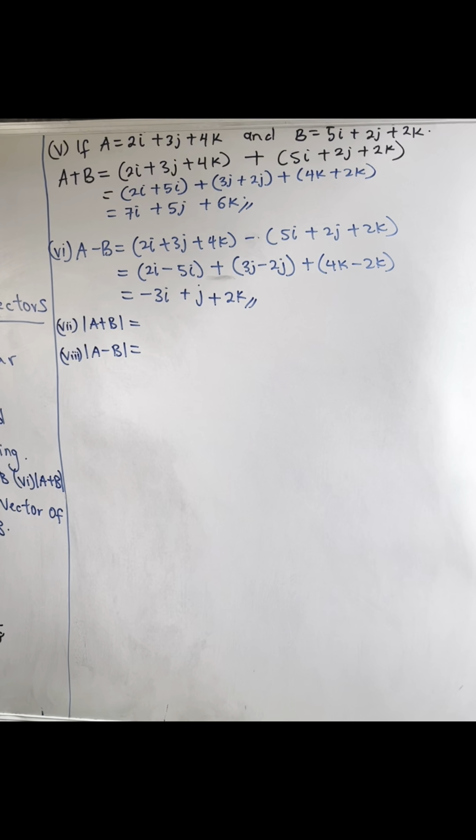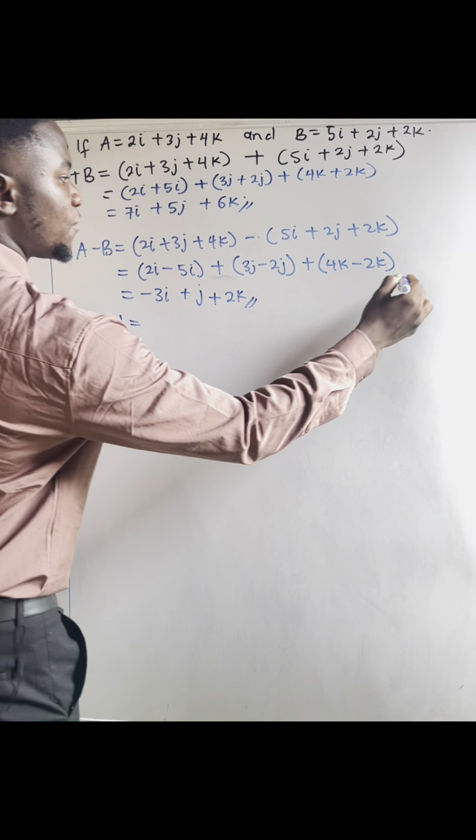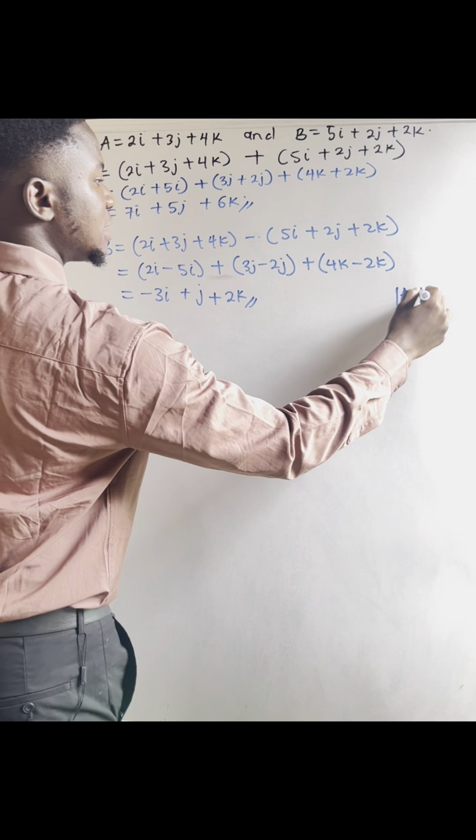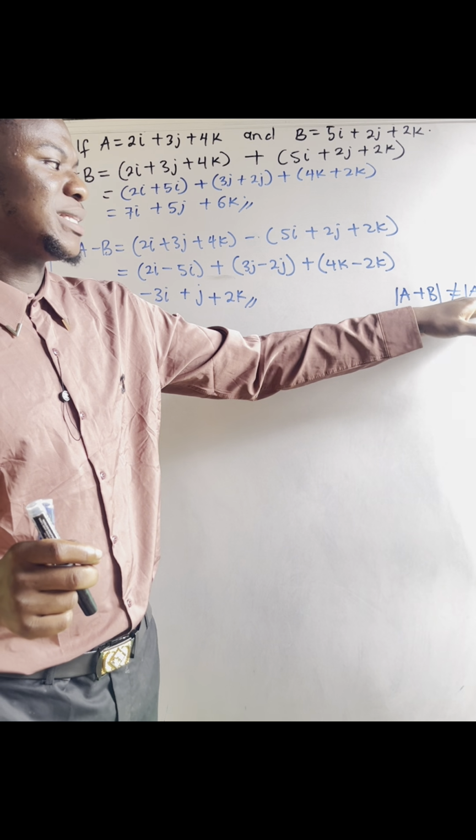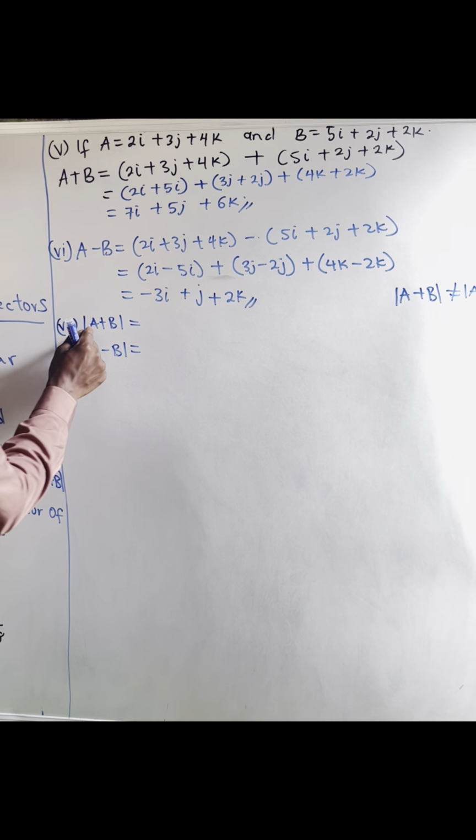So guys, the next one is we should look for the magnitude of A plus B and the magnitude of A minus B. In this particular question, you have to know that the magnitude of A plus B is not equal to the magnitude of A plus the magnitude of B. If you want the magnitude of A plus B, you will firstly do A plus B, then look for the magnitude of the overall A plus B. But if you want the magnitude of A plus the magnitude of B, you will firstly look for the magnitude of A, and also the magnitude of B.